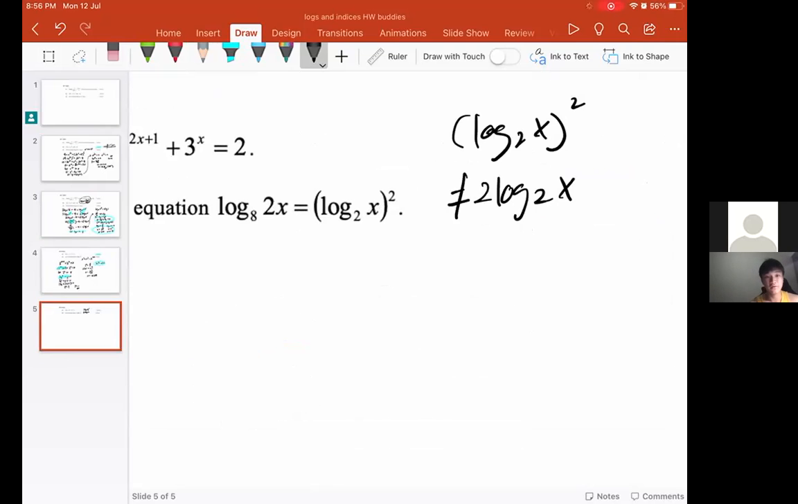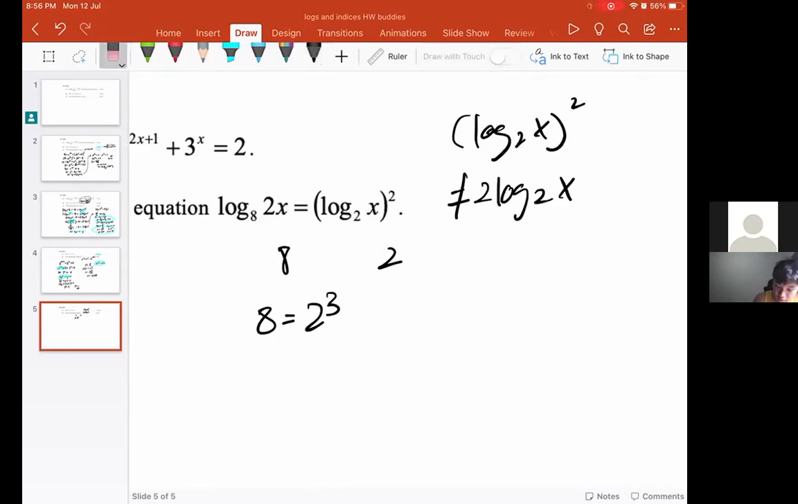Instead, what we want to look for is something familiar between these two. So 8 and 2 are the bases for these equations, and actually 8 is 2 to the power of 3. So definitely something can be done involving changing the bases to get something more useful, perhaps. Okay, so let's start working on that.